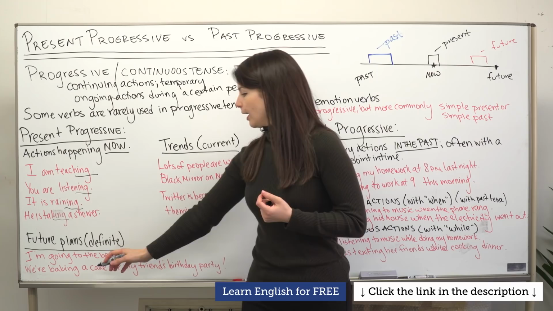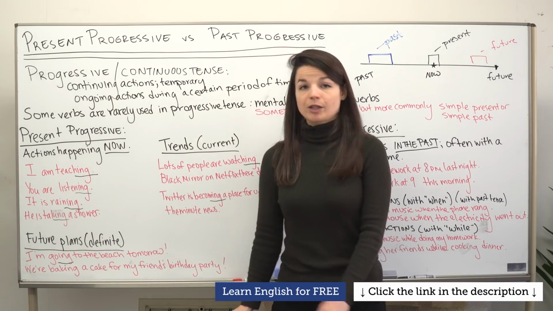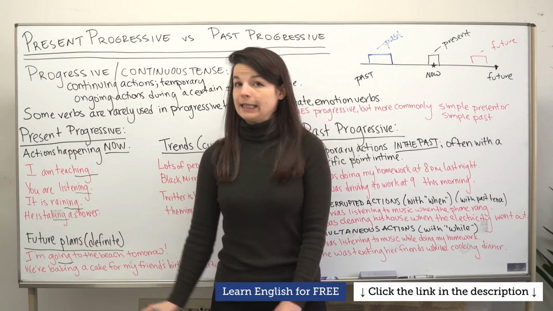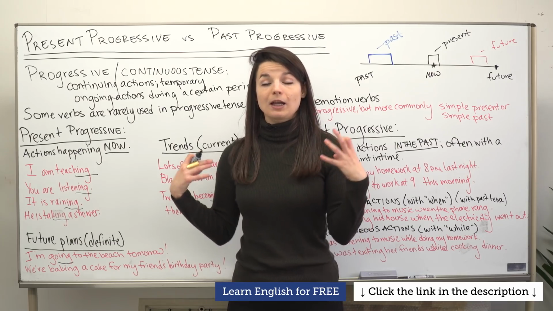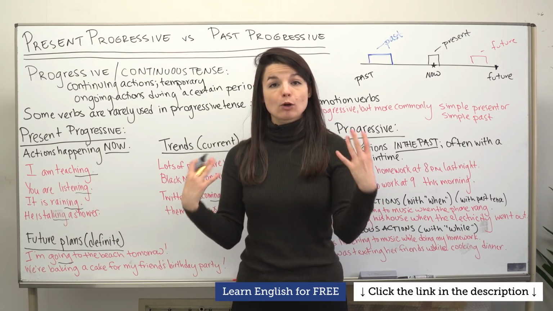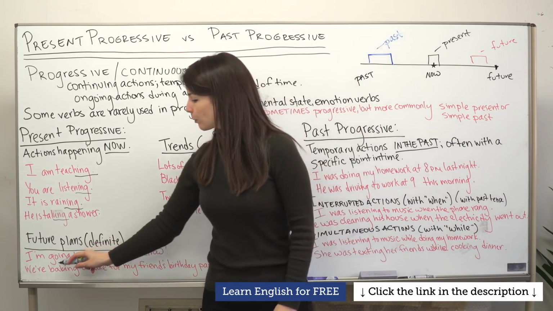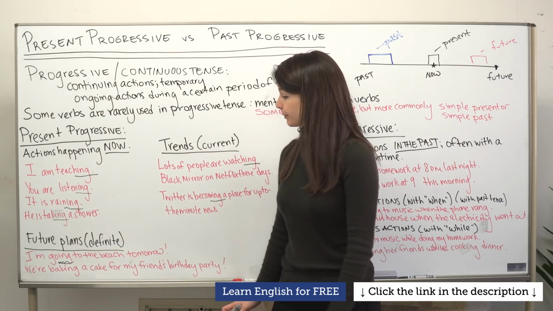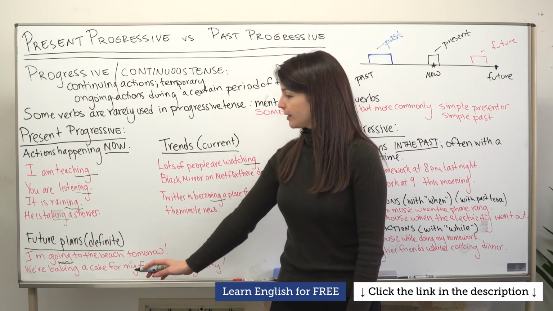So for example, I'm going to the beach tomorrow. So here I've used going in the progressive tense. This means this is something I am definitely going to do. I'm going to the beach tomorrow. But you will see this progressive tense form used. Same thing in the second example sentence.